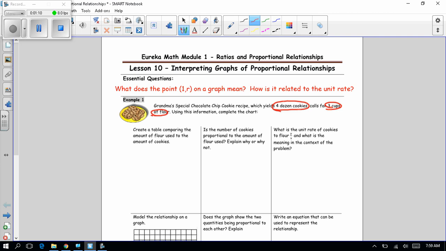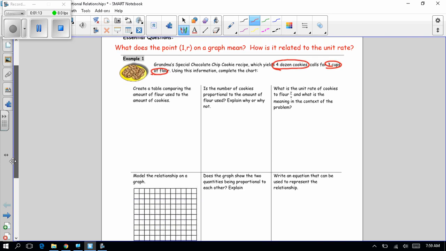So let's make a table. We're going to keep track of the cups of flour. How many cups of flour? This is measured in cups. And the cookies, how many cookies we have, and this is in dozens, DZ for dozen. The first thing says I'm going to have 3 cups of flour. I get 4 dozen cookies.